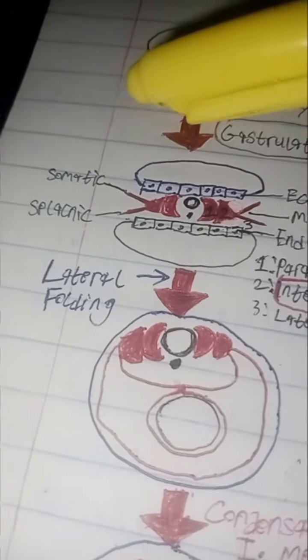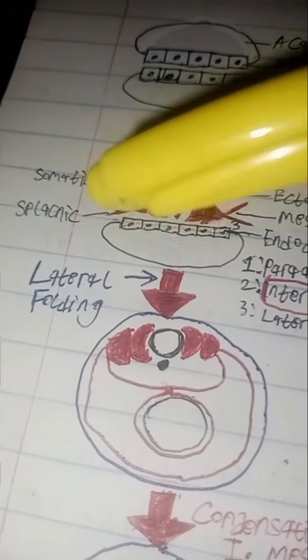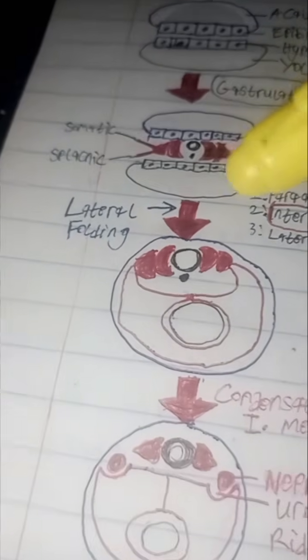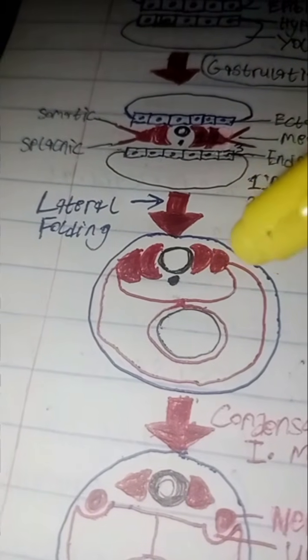Now the mesoderm is divided into three parts. We have the paraxial mesoderm, the intermediate mesoderm, and lateral plate mesoderm. The lateral plate is divided into somatic and splanchnic mesoderm. Now, we're going to focus in more on the intermediate mesoderm for this urinary system. So first of all, let's look at the lateral folding. So you now have here your paraxial, your intermediate, and your lateral plates.